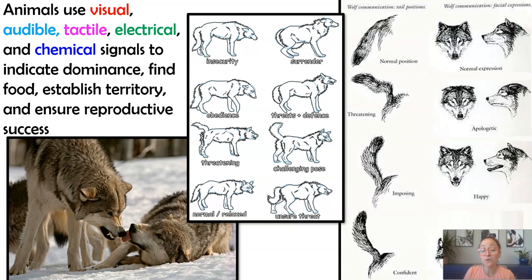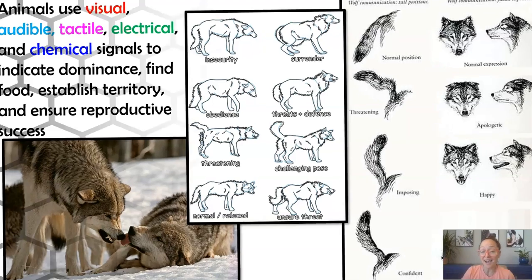Here with wolves, it's a perfect example of how they use certain visual ways to communicate and indicate dominance. If you have a pet dog, for example, you've probably seen some of these body postures in your dog. That's a way that they are communicating with you through a visual communication style. Now, dogs can also do audible or auditory communication through barking or growling or yelping or whining. So there's auditory as well as visual communication in dogs.